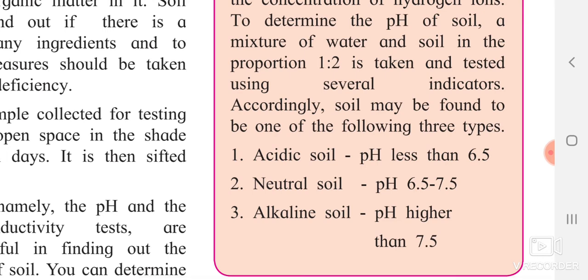So these are the three particular types according to which we can determine the type of the soil. If pH is less than 6.5, it is acidic. If it is ranging from 6.5 to 7.5, it is neutral. And if it is more than 7.5, it is alkaline.